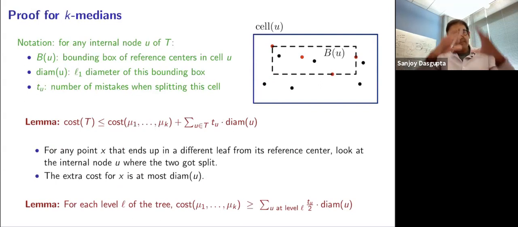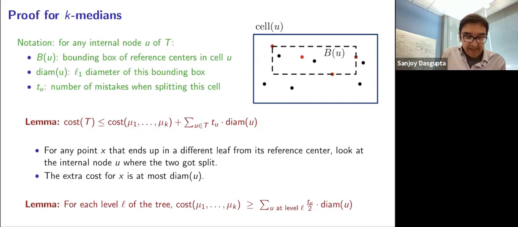Okay, so we're building this tree, and at any given point we have some cell that we need to split. So here's a cell over here. U is an internal node of the tree, and it's got a bunch of data points and a bunch of centers. In this case, there are 4 centers, so we know we are going to need to split it. Let B of U be the bounding box of these centers. In particular, the cut that we choose has to separate off at least one center, so it's going to have to cut this box.